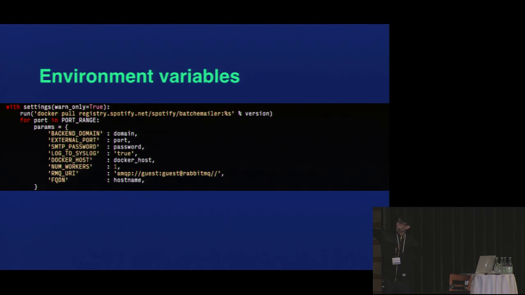Next, you see there's a loop over a port range. And this is what I mentioned earlier, that we don't know which ports are available. So we just try until we succeed. And here we're passing some parameters. These are all environment variables that will be sent to the container.